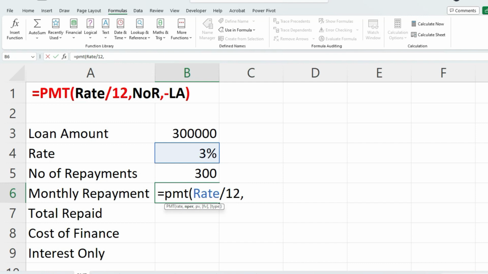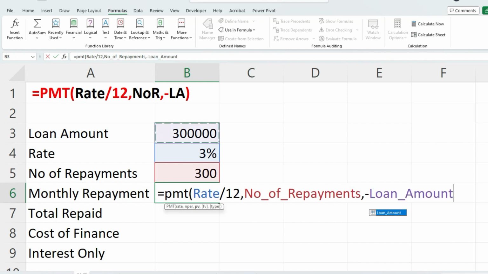The next value I come to is the number of repayments, which is 300. Once again, as I click, we can see it picking up a defined name. Comma, minus, and loan amount, which is LA, and I click, and just like that, I've performed one of the most complex formulas in Excel in terms of finance.